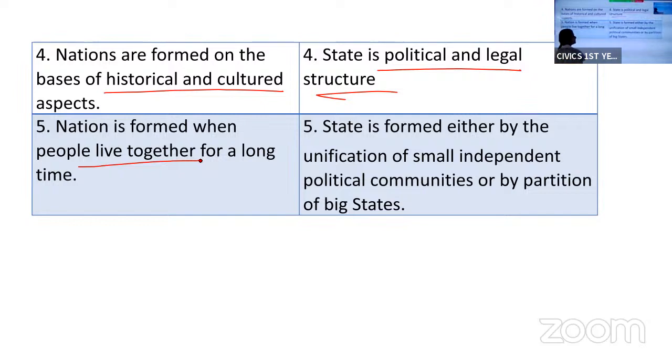But state is formed either by unification. Unification means small independent states coming together and forming a big political community, or by partition of big states. States are formed either by unification or by partition.